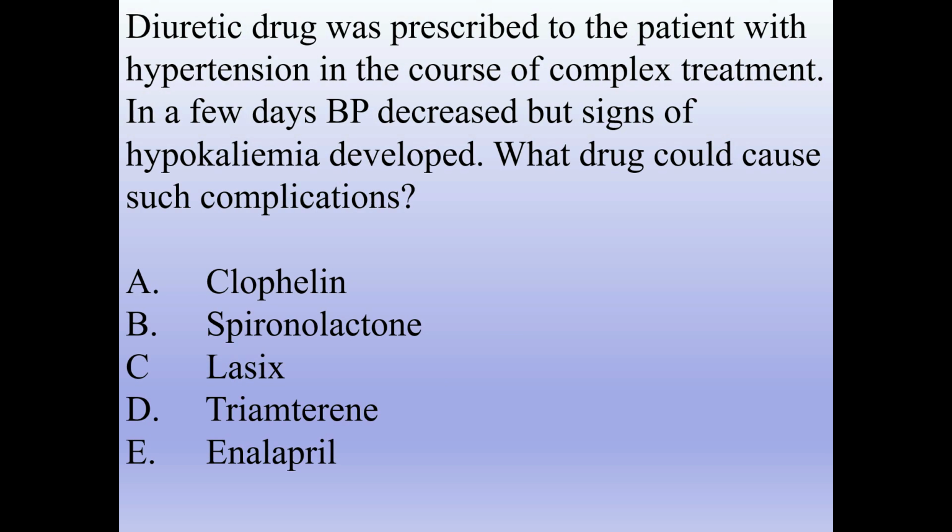A diuretic drug was prescribed to a patient with hypertension in the course of complex treatment. In a few days, blood pressure decreased, but signs of hypokalemia developed. What drug could cause such complications? So we are searching for a diuretic. From the list, there are only 3 diuretics, B, C, and D, but B and D are potassium sparing, so the correct option is C, Lasix, and Lasix is the trade name of furosemide.